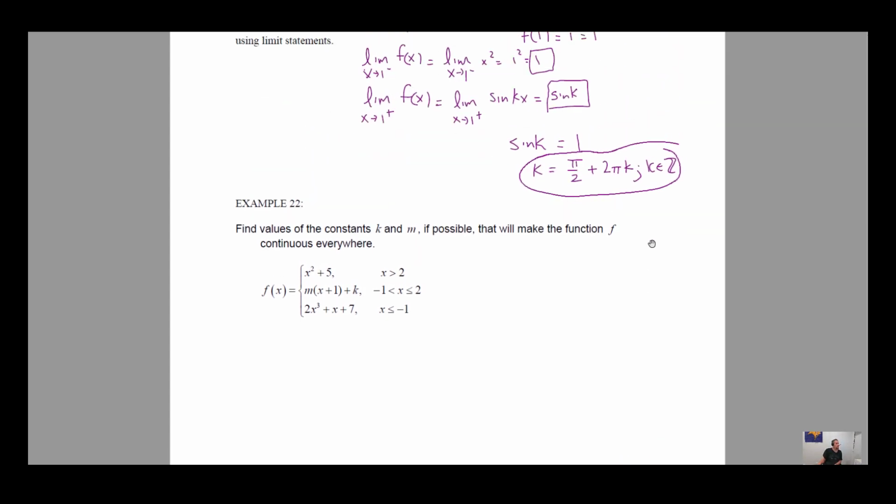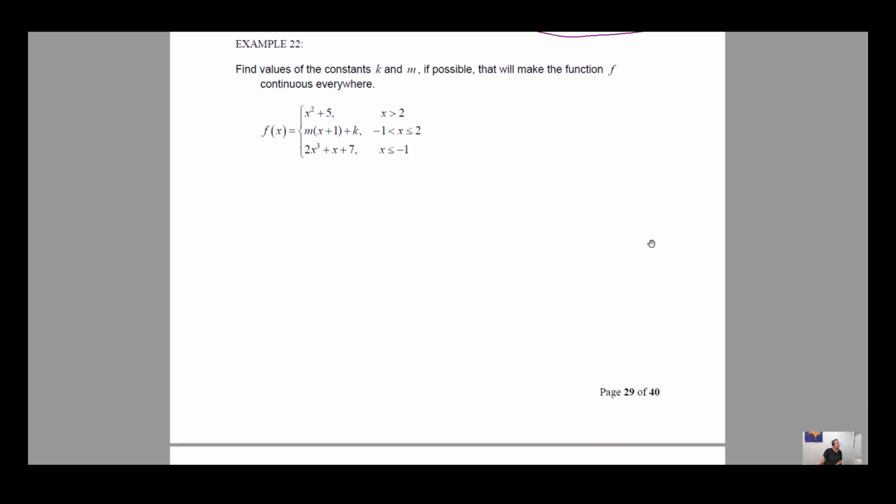Find the values of the constants that will make this continuous. Now I have two different sides to perform. The limit as x approaches negative 1 from the left of f of x would mean that I'm following the bottom function, which would be 2 times negative 1 cubed plus negative 1 plus 7. That's going to be, let's see, negative 1 cubed is negative 1, times 2 is negative 2, minus 1 is negative 3, and plus 7 is 4.